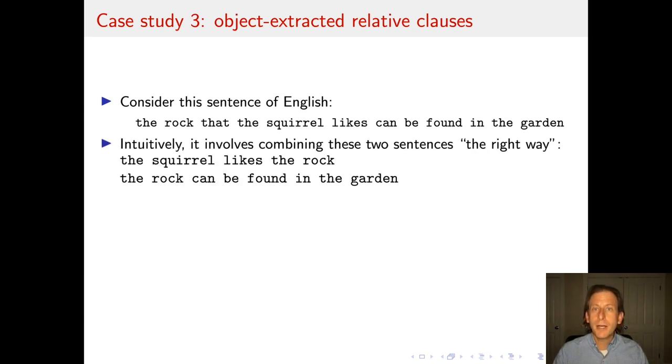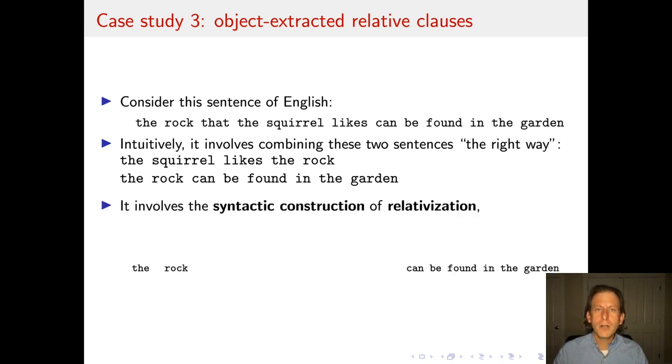Intuitively, it combines these two sentences in the right way. One sentence is the squirrel likes the rock, and the other is the rock can be found in the garden. And it involves a particular syntactic construction which we call relativization. So I'm going to start with this sentence in which the relativization occurs. The rock can be found in the garden. It's sort of a starting point.